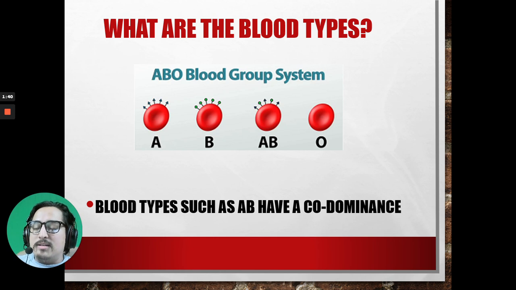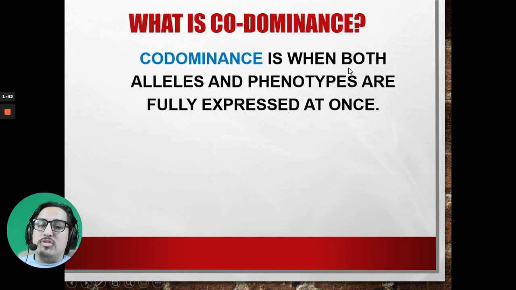And this is going to make more sense in a bit. So you don't have to copy any of this, just listen up. Codominance is when both alleles and phenotypes are fully expressed at once. So what do I mean by that? Have you ever played a video game that is a co-op game? Co-op means 2 people, right? You can play with multiple people. So codominance is 2 or more dominants. So in this case, 2 are dominant. Codominance, 2 dominant. So like I told you, the capital A is going to be dominant and then B is also going to be dominant.